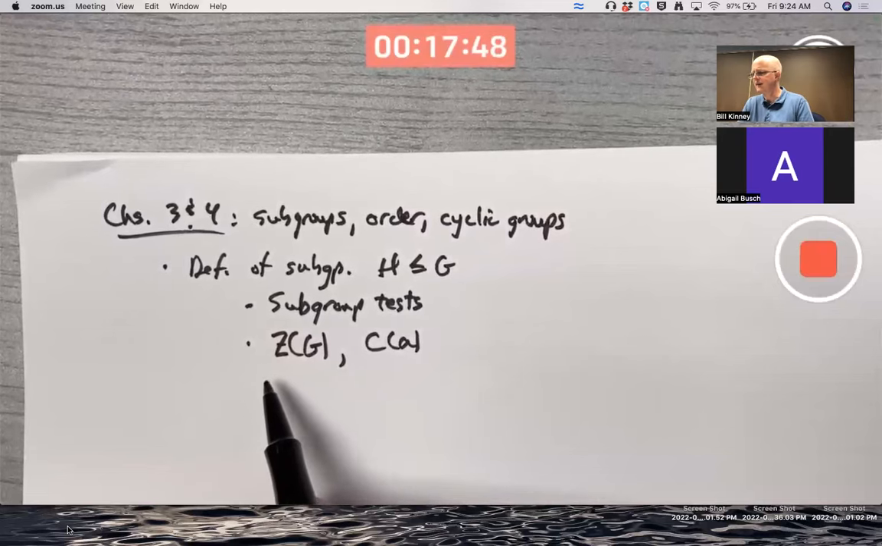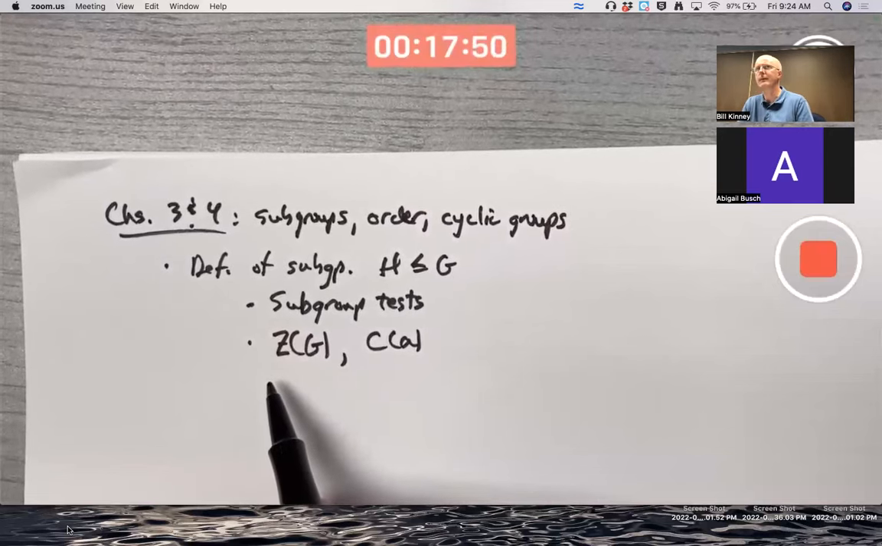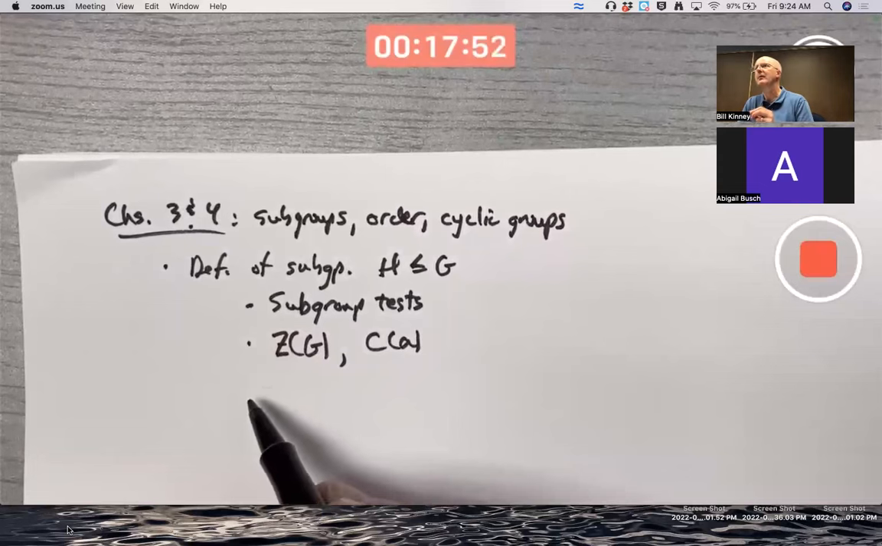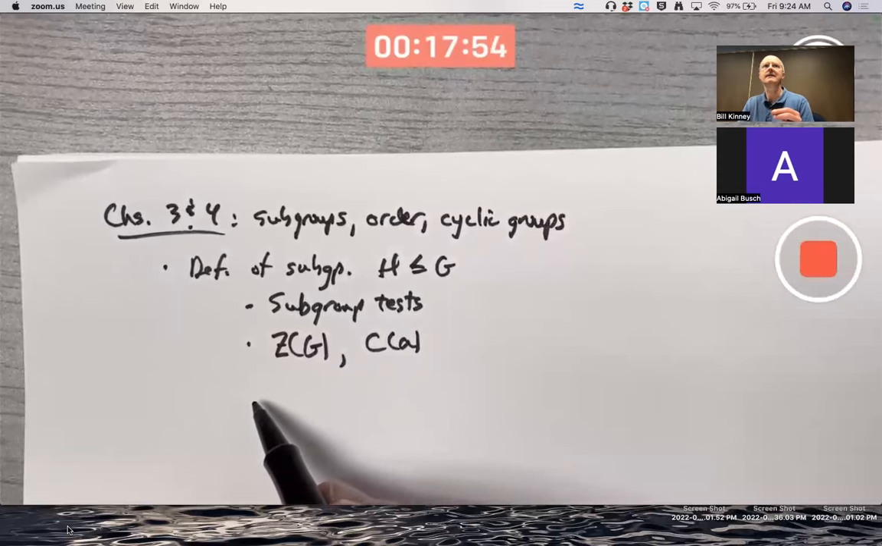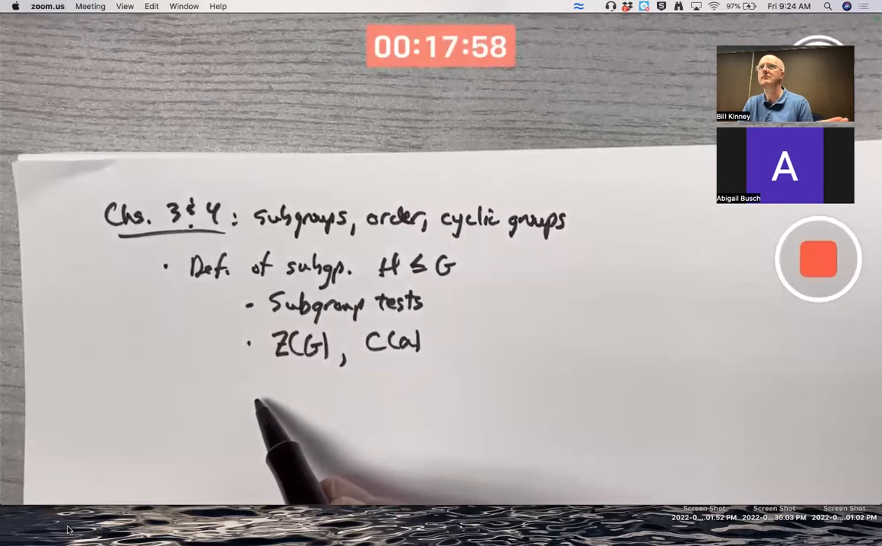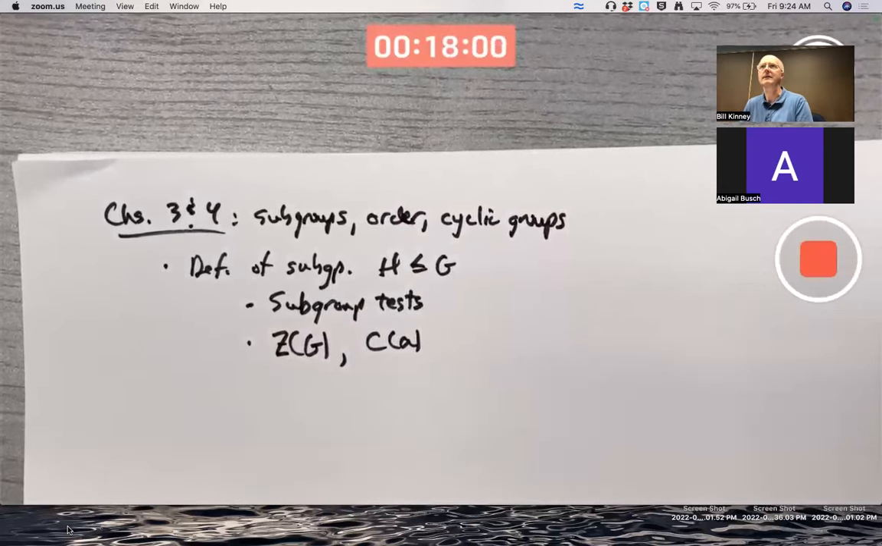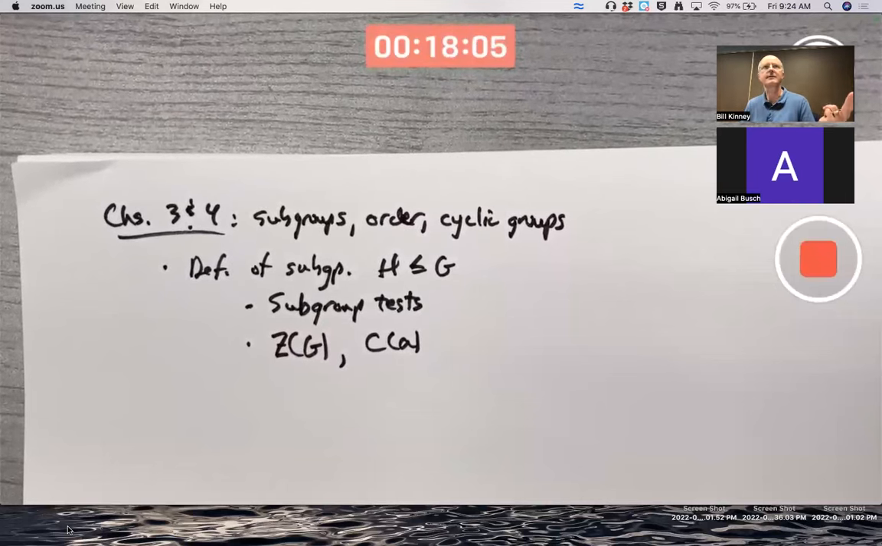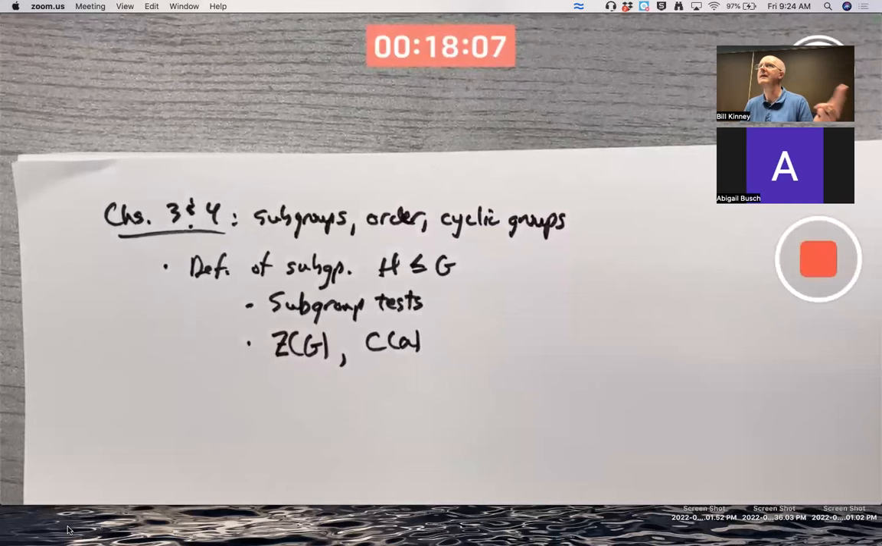Another fact I emphasized, at least in the lectures, I don't remember if I emphasized it in here, was that the intersection of any collection of subgroups is a subgroup. I won't bother writing that down, but that's a fact. Got a bunch of subgroups, take their intersection, it will also be a subgroup. Not necessarily true about unions.